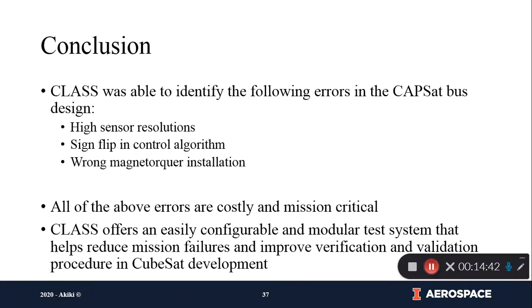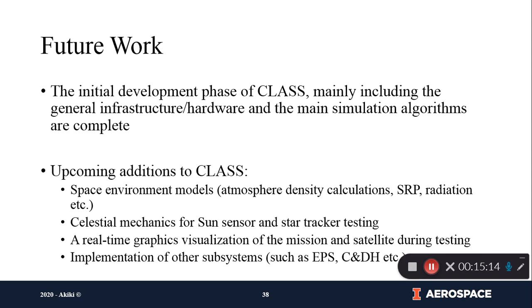Finally, to conclude, class was able to identify many errors in the CubeSat bus design, including high sensor resolutions, a sign flip we had in the control algorithms, and the wrong magnetorquer installation. All of these errors were mission critical and could have caused the mission failure. So class is offering an easily customizable and modular test system that is helping us reduce the risks of having mission failures and improving our verification and validation procedures during CubeSat development.